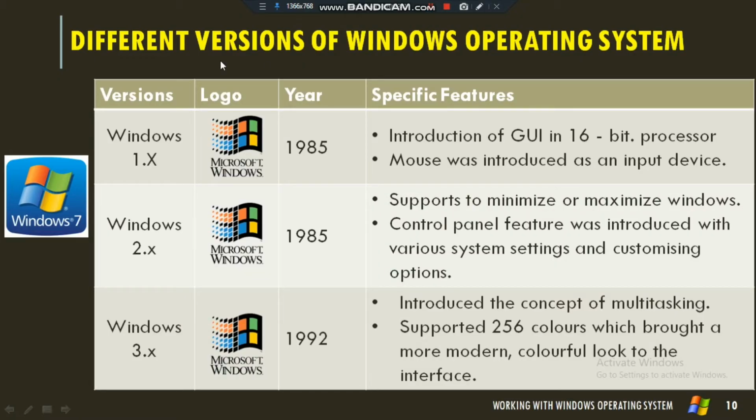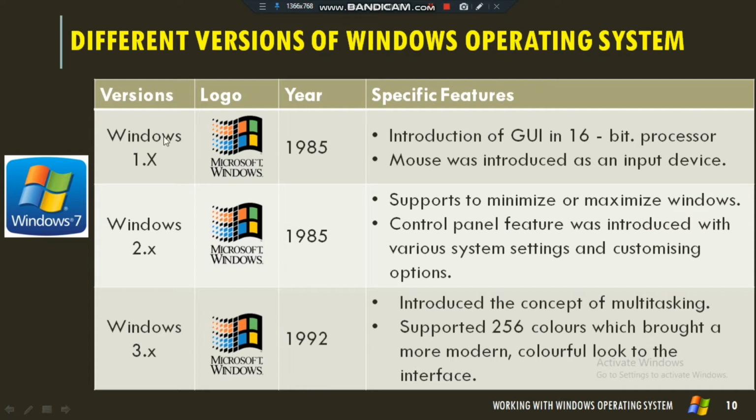So now we see different versions of the Windows operating system. We know the operating system is one of the system software. It is used to run the computer. We must need an operating system to run the computer. Without an operating system your computer cannot work. The operating system creates an interface between the user and the computer. Now we discuss the different versions available in the Windows operating system, from the starting versions of Windows to the version you are using now.